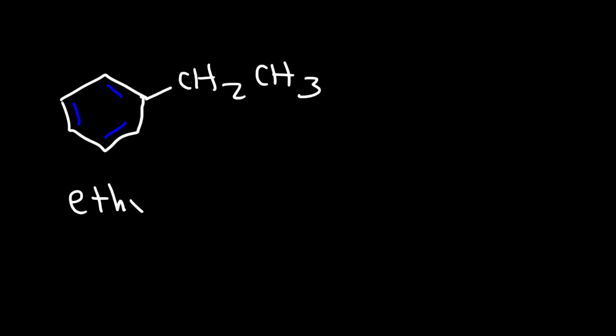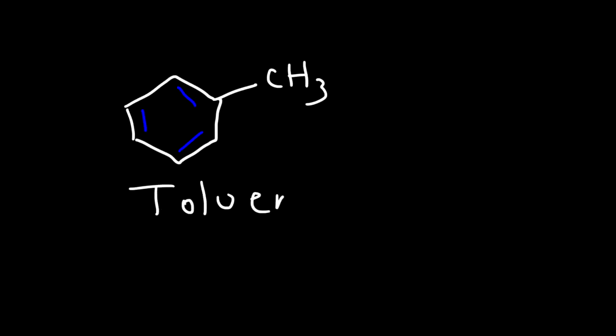Now what if we have an ethyl group attached to a benzene ring? What's the name for this molecule? Now this one is pretty straightforward. This is simply called ethylbenzene. That's it for this example. Now what if we have a methyl group attached to a benzene ring? So what's the name of this one? Can we say that it's methylbenzene? That would make sense, but this one has a common name that you need to know, and it's called toluene. You'll see that one a lot, so make sure you know this common name.